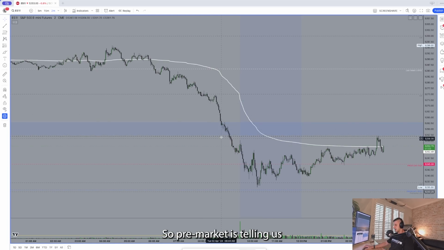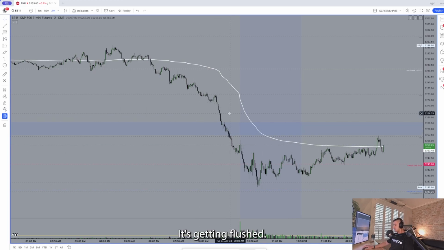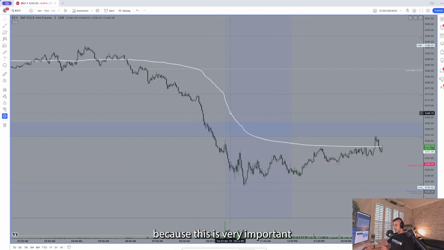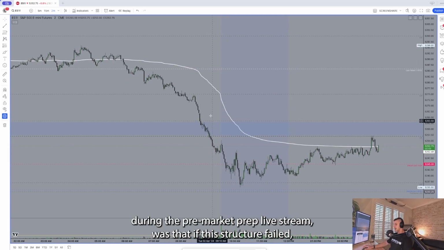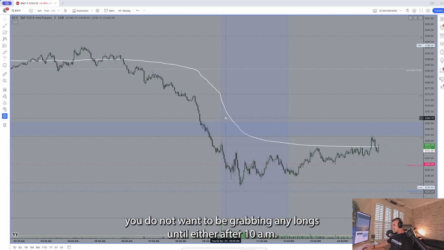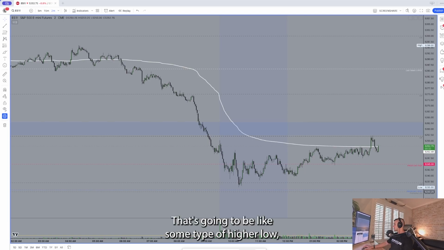So pre-market is telling us no buying activity, right? That prior breakout point is not holding as support. It's getting flushed. And so one of the things I'd mentioned, again, just to reiterate, because it's very important during the pre-market prep live stream, was that if this structure failed, if the 5257 level of interest failed, you do not want to be grabbing any longs until either after 10 a.m. or with some type of favorable structure. That's going to be like some type of higher low, something like that.